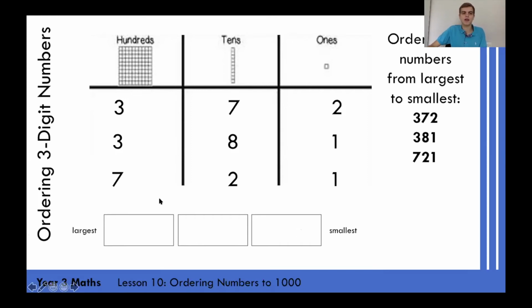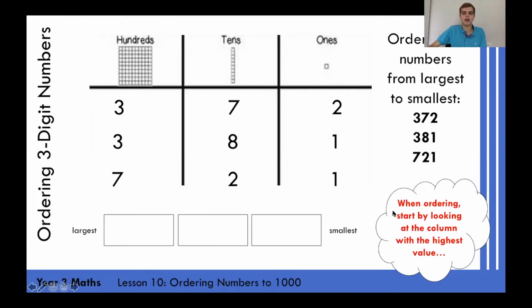So I'm going to start by looking in my hundreds column. Well done. Fantastic. So let's have a look. This one's got 300s. This one's got 300s. This one's got 700s. Oh, so already I know which one is my largest number. Which one's my largest number? Fantastic. It's the bottom one, isn't it? Because this one's got more hundreds. 721 has got 700s. These two numbers have only got 300s. So this one is my largest number.